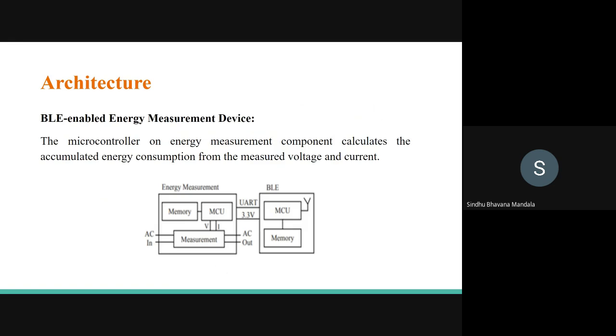The next slide talks about the Bluetooth low energy enabled energy measurement device. In this energy measurement device, the microcontroller on the device calculates the accumulated energy consumption from the measured voltage and current. This is what happens in the Bluetooth based low energy home automation model. So moving on to the next slide.